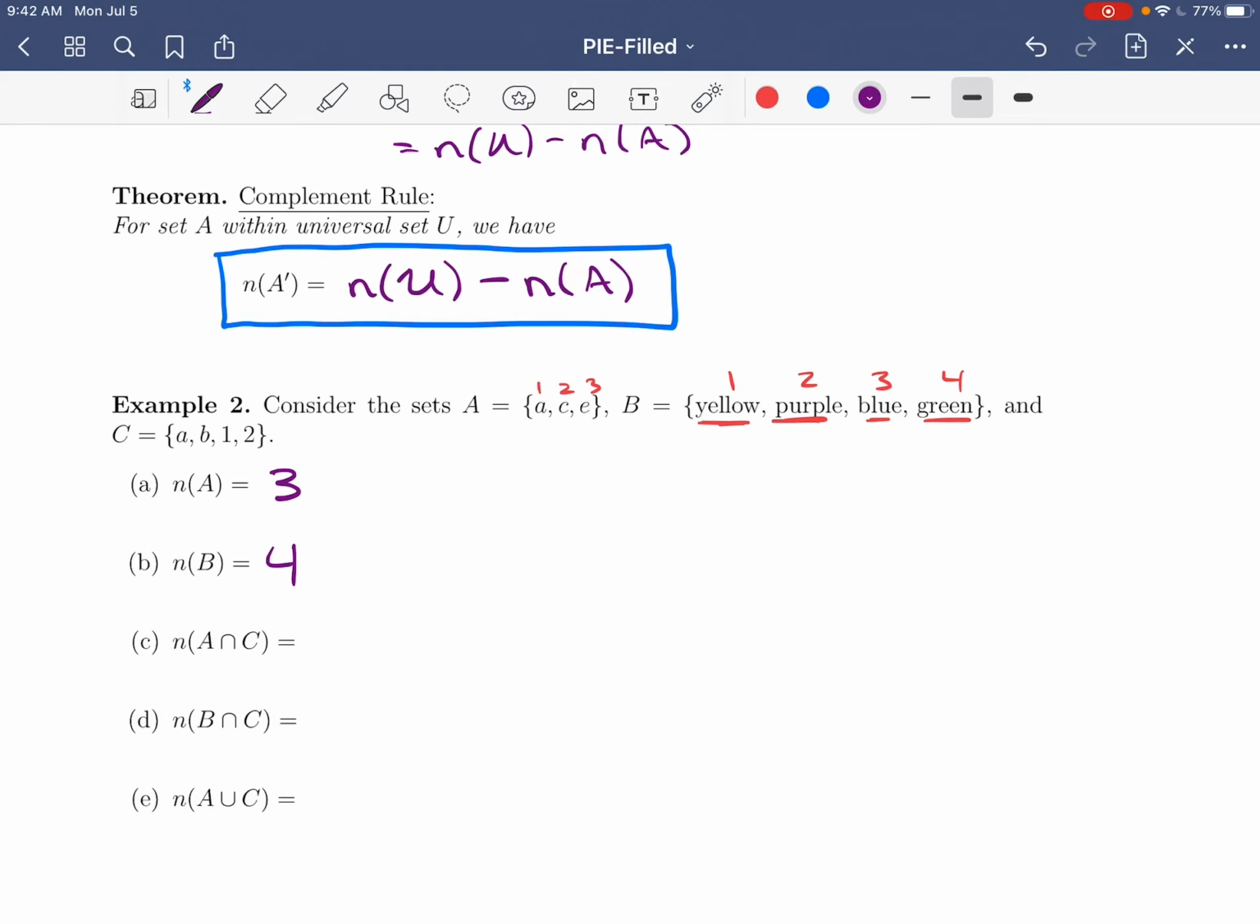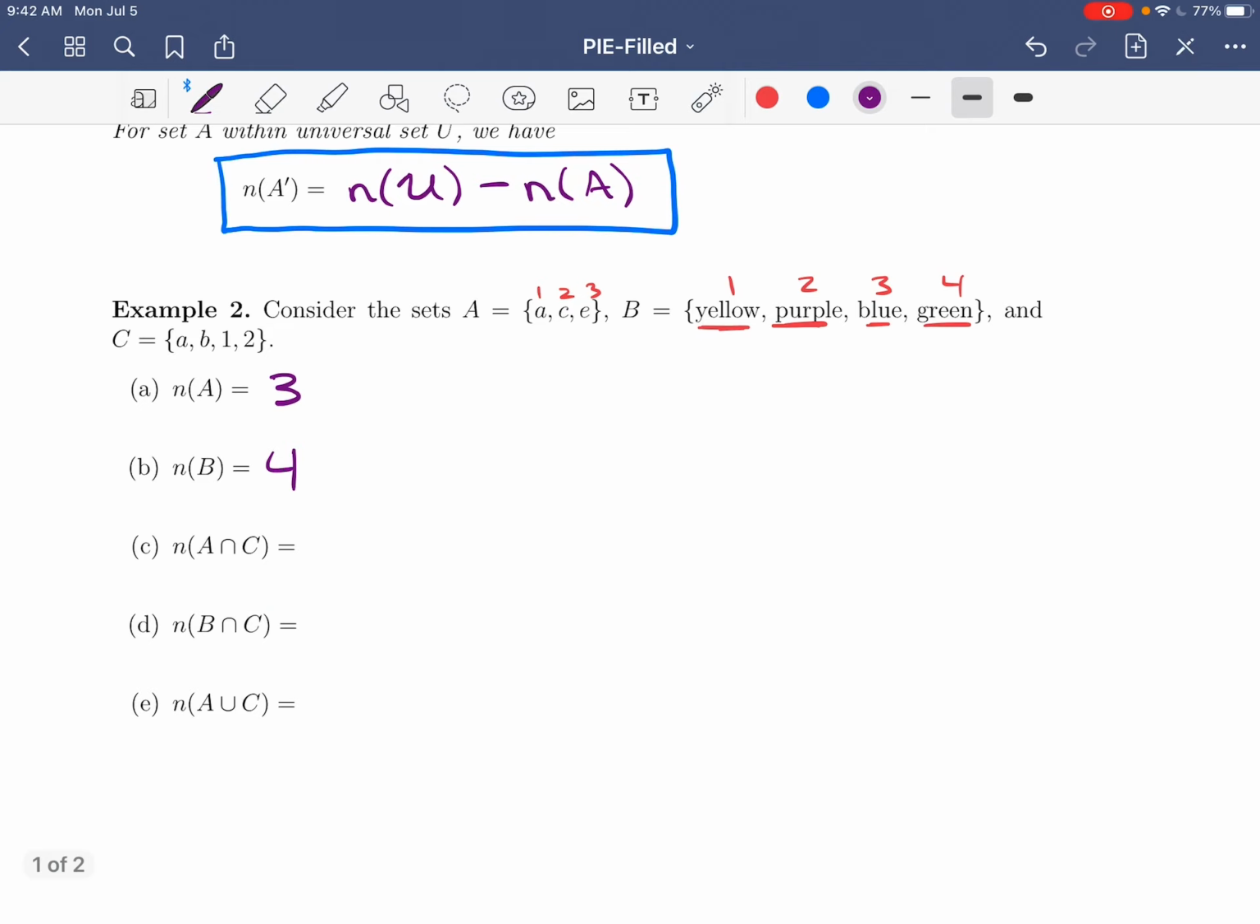Now in part C here, we want the number of things that are in A intersect C. So this is the number of things that are in A and C. So we might want to actually write out what is in A and C. This is things they have in common. So we want to look and say, okay, well they have an A in common, and that's the only thing. So it just has the letter A. That's the only thing that they have in common. So remember, this is the intersection, which is like the 'and'.